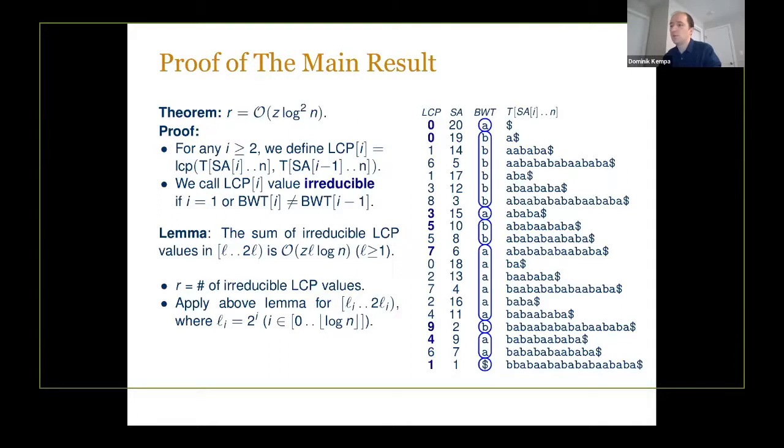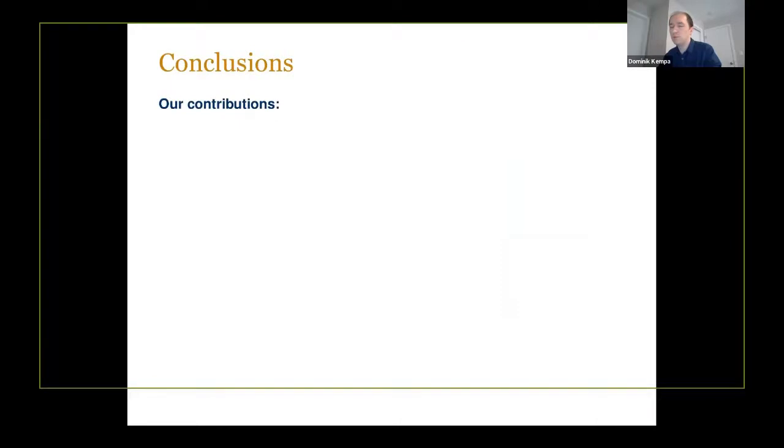The number of elements in a bucket is maximized when they are all as small as possible, but since they only differ by a multiplicative factor of 2, even if they are as small as possible, there can only be at most z log n of them in a single bucket. And to account for LCP values equal to 0, we observe that their number is bounded by the alphabet size, and the latter is no more than z, since there's at least one phrase for each different symbol in the text. So let me conclude.